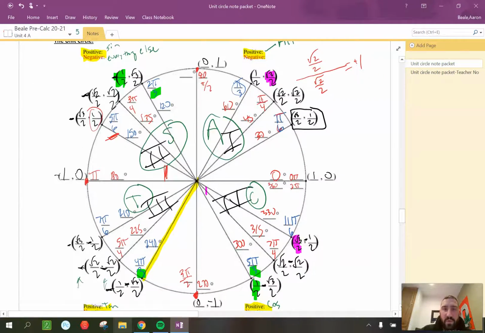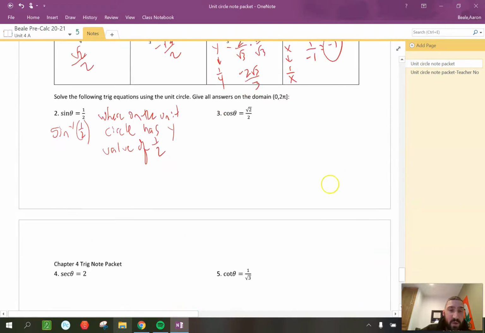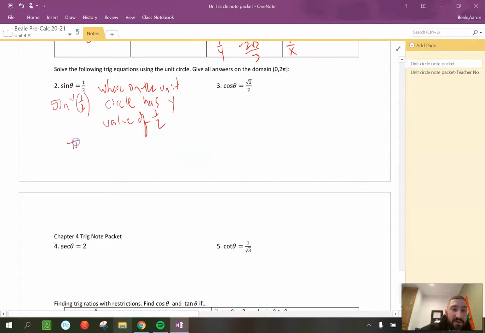Where are the sine values 1/2? So you guys may want to take a look at this or look at your own. I can see that the sine value is 1/2 at pi over 6. I can see that it's 1/2 at 5 pi over 6. So it happens twice where the y value is 1/2, pi over 6 and 5 pi over 6.